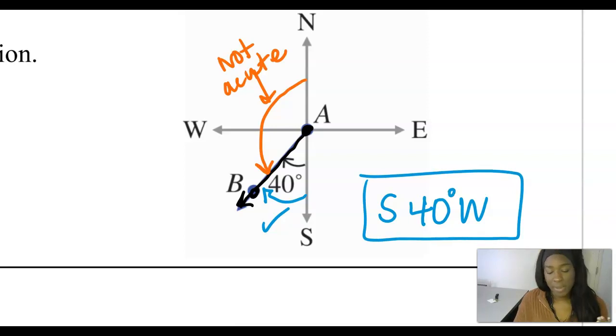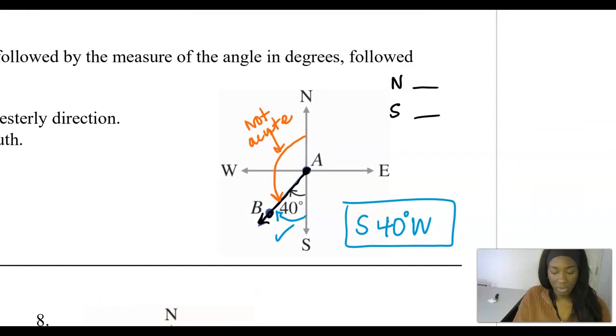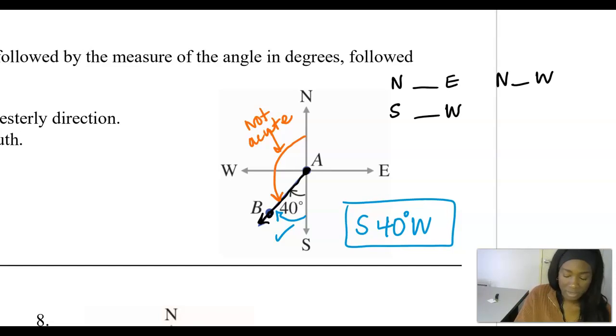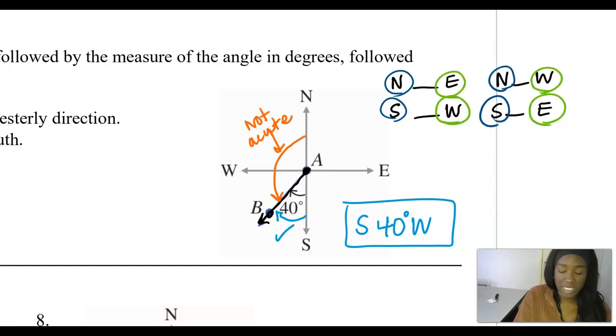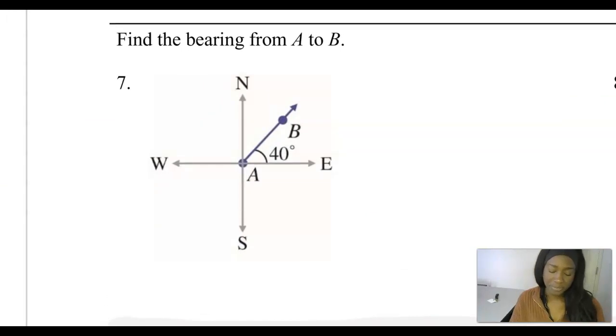So your setup for bearings is always going to be either north or south first, and then some angle, and then it's either going to be east or it's going to be west. So it could be north something west, or it could be south something east. But this first component here is always north or south, and your second component is always east or west. And it depends on how far in that direction you went. So let's look at some examples where we measure some bearings.